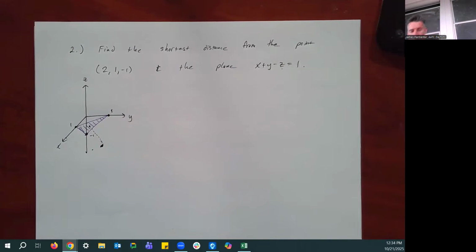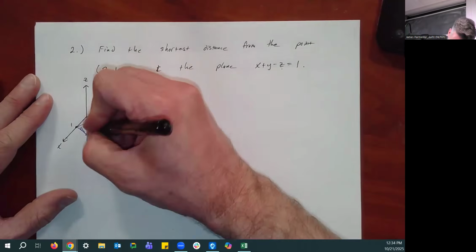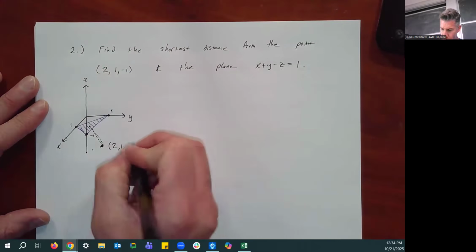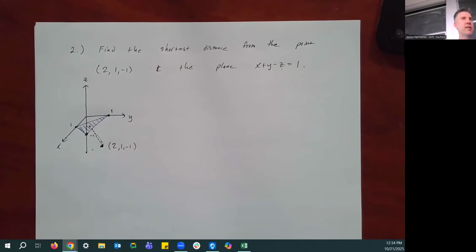That's not really what the question asked, though. I feel like my drawing is not great there. That's not very straight looking. Okay. Here's the point 2, comma 1, comma negative 1. They didn't really ask us to find the point on the plane.